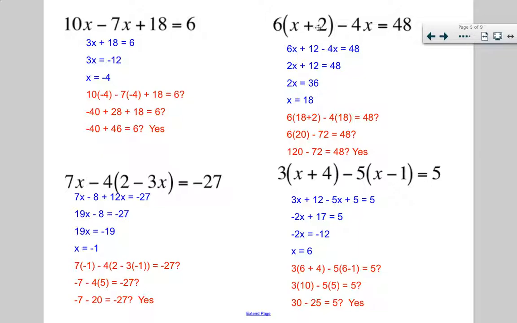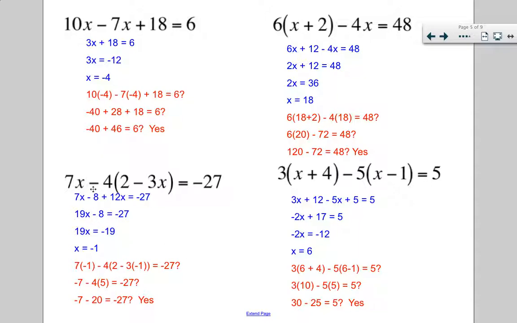And the next one, I distributed the 6 to the x and the 6 to the 2. That's how I got 6x plus 12 minus 4x equals 48. I combined the 6x and the negative 4x to get 2x. I subtracted 12 from both sides, and then I divided both sides by 2. And you can see here again that I checked my work.